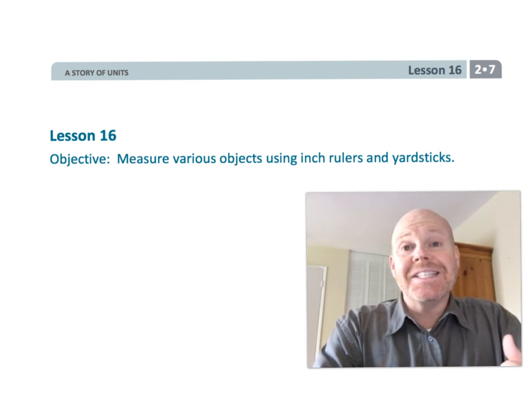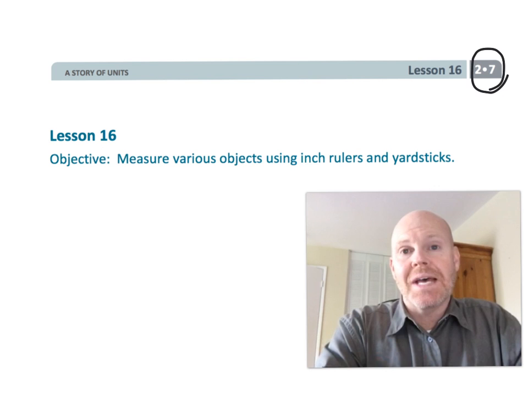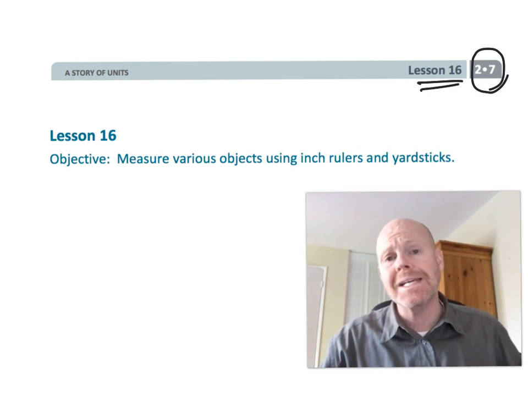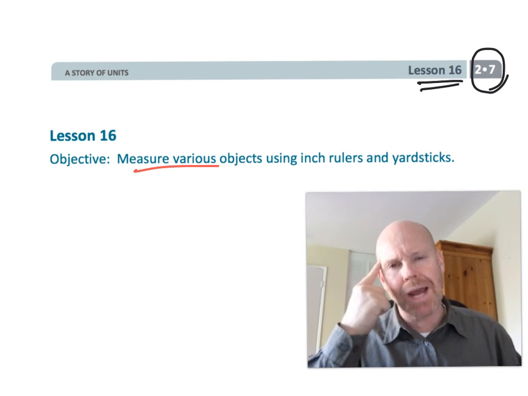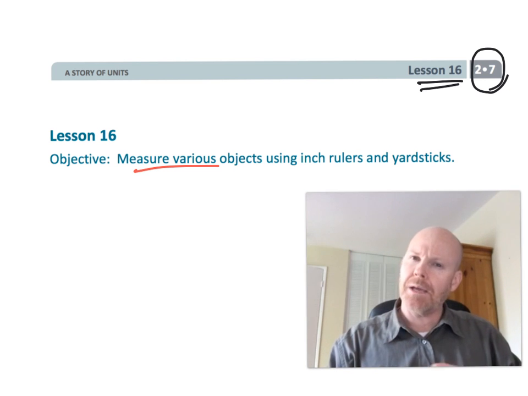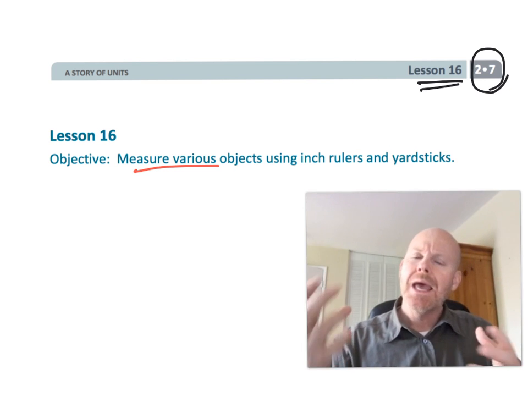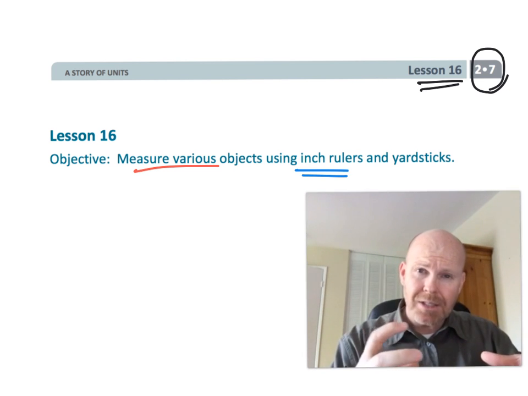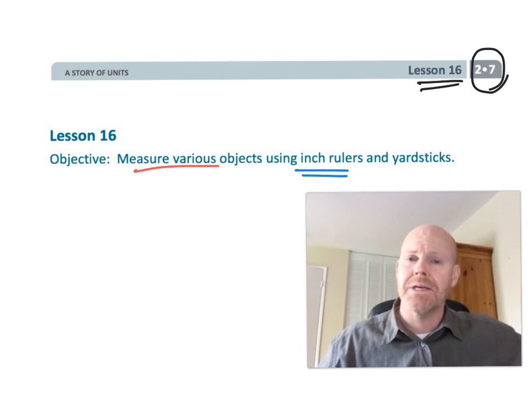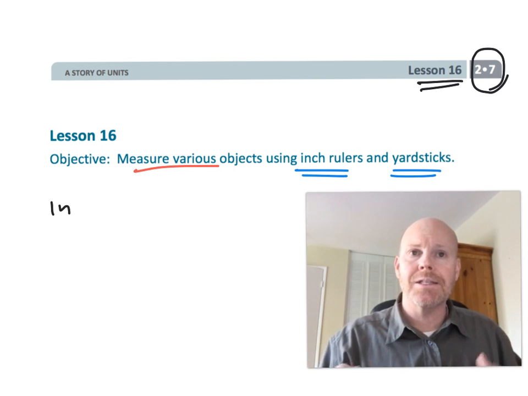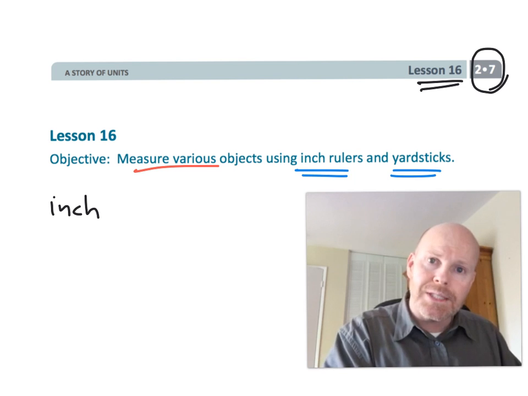All right, this is second grade module 7, lesson 16. In this lesson, students are just going to be going all over the place, measuring a bunch of things. But they're going to add a little bit of strategy here, because we want students to be thinking prior to measuring something, am I going to use inches to measure this, or feet, or yards? And this lesson really ties into that concept of a story of units.